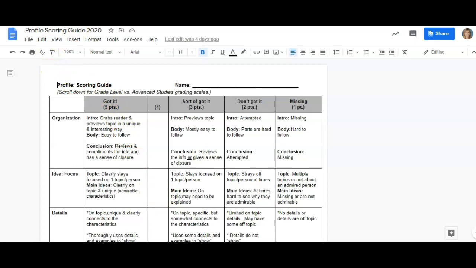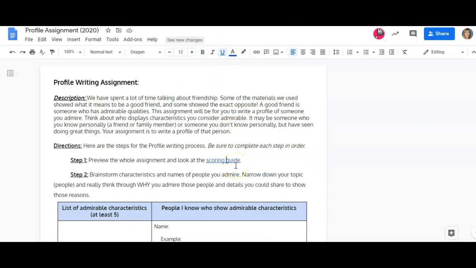So that means that we have previewed the assignment and we've done the scoring guide, so we're done with step 1.